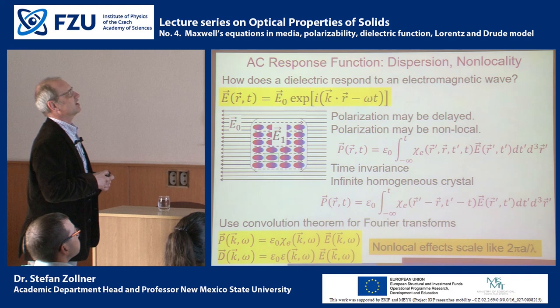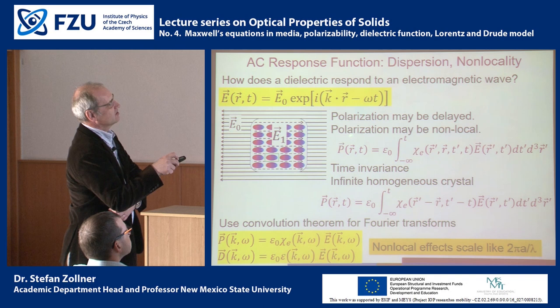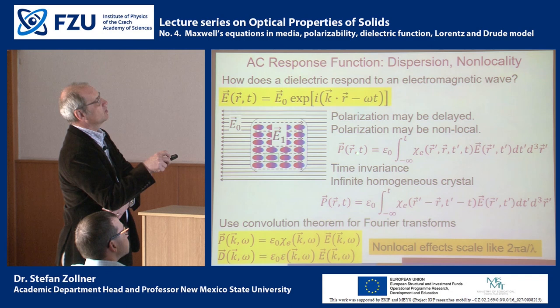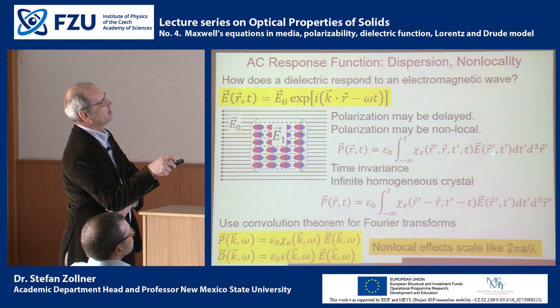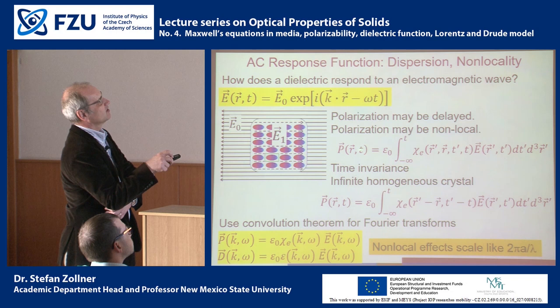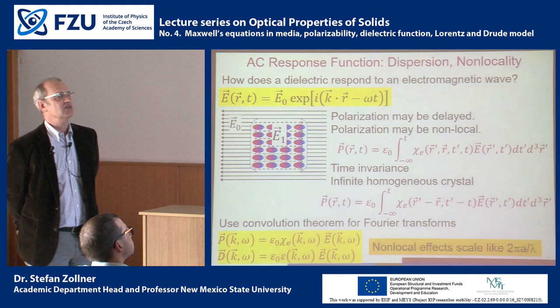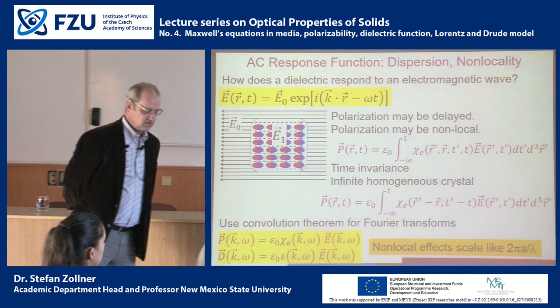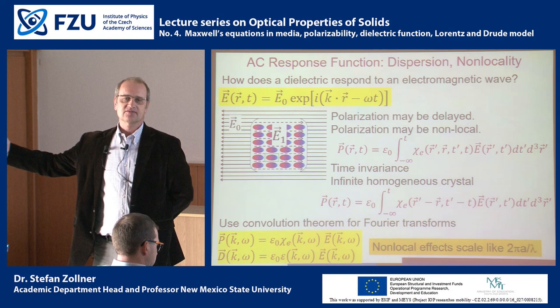So therefore, instead of writing the polarization as a simple product of the susceptibility and the electric field, the polarization is written as a convolution, both in time and in space. And this convolution means that the polarization at time t depends not only on the field at time t, but on the entire history of the electric fields that we have applied. So that's why this integral runs from minus infinity to t. The polarization cannot depend on the field at future times. So we cannot predict the future.